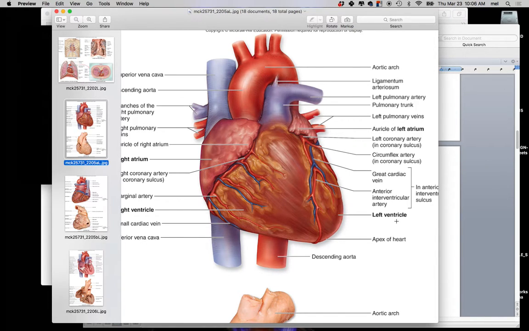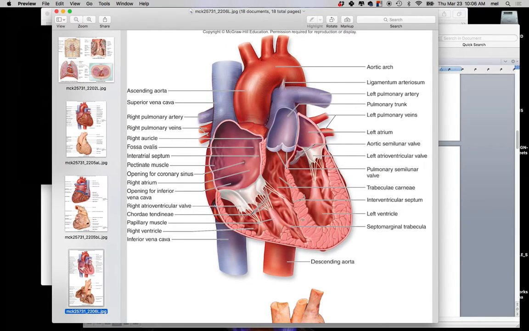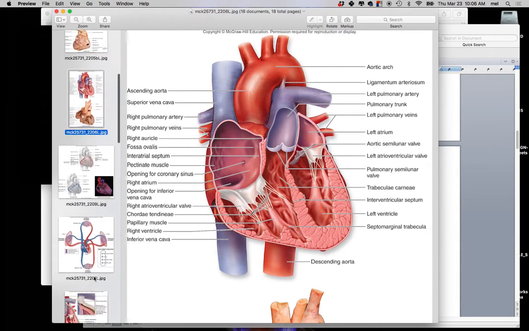Okay, so now that we're past that, if you want to see the internal structures of the chambers, you are, of course, going to have to do a section. Logically, what kind of section would show you all four chambers simultaneously? Yeah, coronal section.